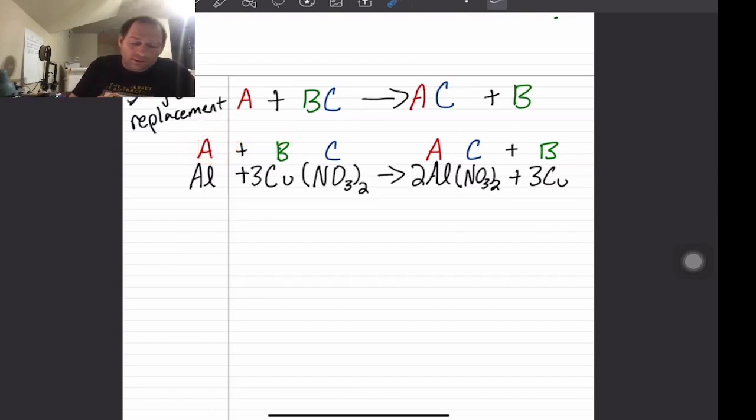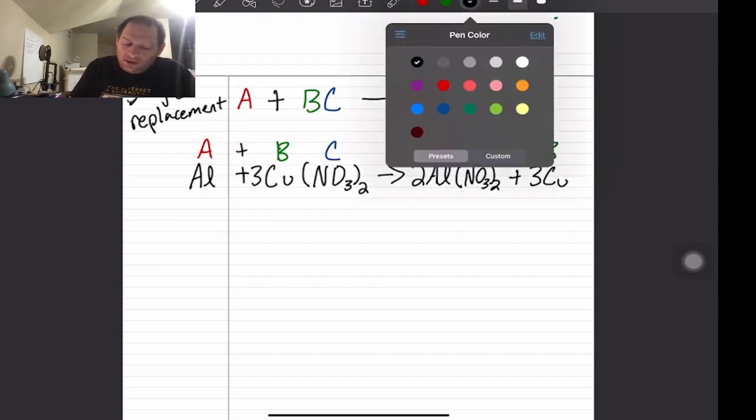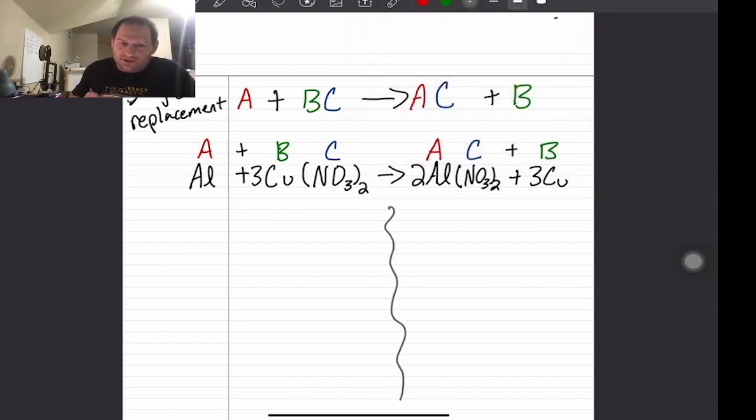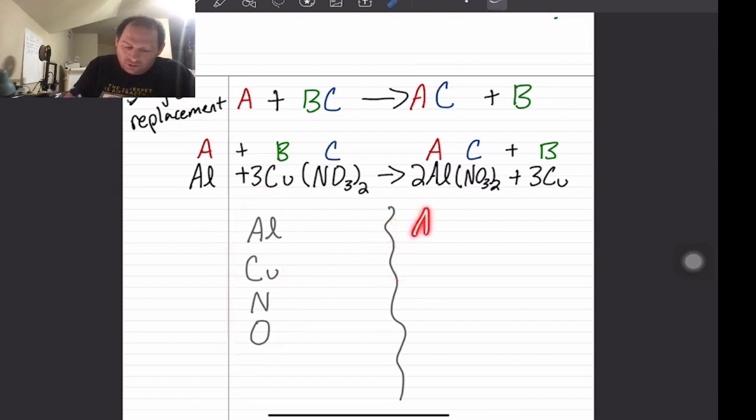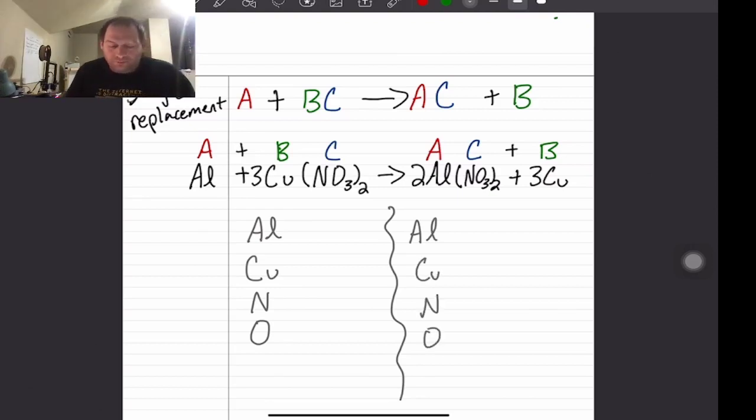All right. Go ahead and put a little line on here. Now I want you to practice trying to balance this one. I put the elements down for you: Al, Cu, nitrogen, and oxygen. Copy it down the same way over here. Ooh, wrong pen. Al, Cu, N, and O. There we go. And try to balance this out. I'll give you a few minutes.